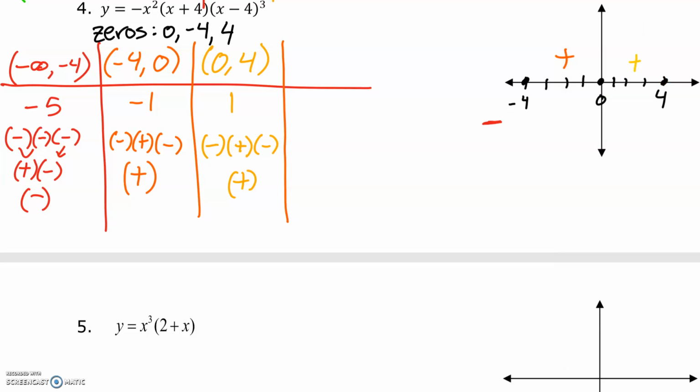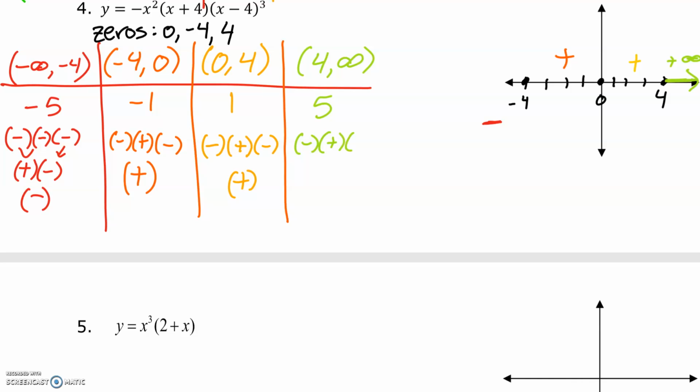Okay, so for the last interval, we're going to test from 4 all the way to positive infinity. So from 4 to positive infinity, we're going to test the value 5. So when we substitute 5 in, 5 squared is going to give us a positive, but that negative in front still stays negative. And then 5 plus 4 is positive.